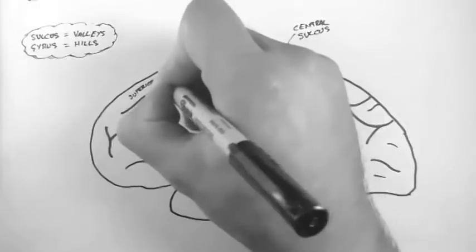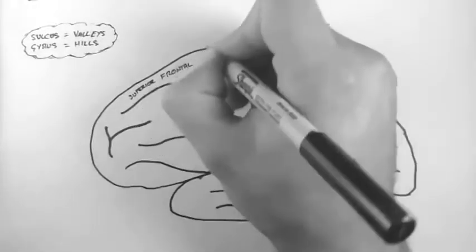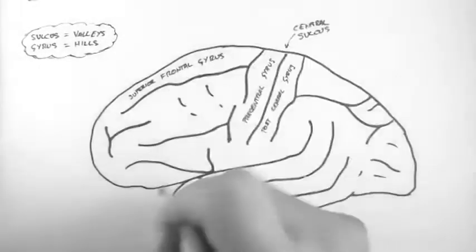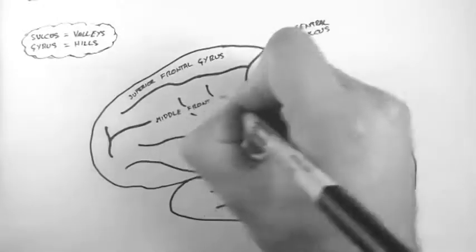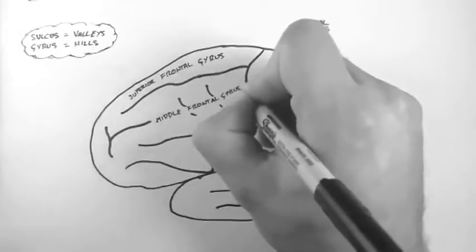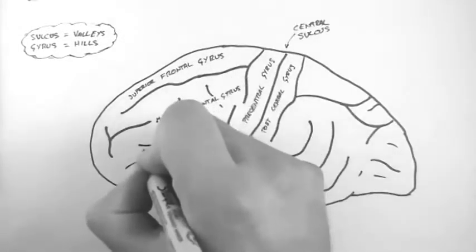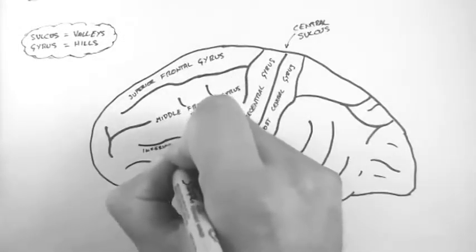Here is the superior frontal gyrus. Below that is the middle frontal gyrus. And down here is the inferior frontal gyrus.